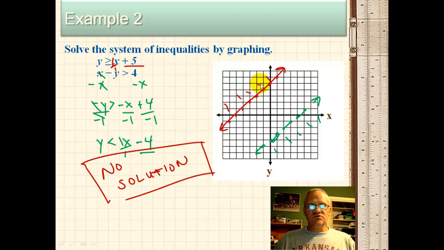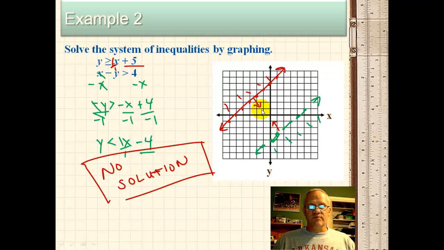It's only no solution if the top one gets shaded up and the bottom one gets shaded down like we did here. But if it was a little bit different, like for example, if the top one was shaded down, let's say it was shaded this way, and that bottom one was shaded up, guess what? They would overlap then. They would overlap in the middle, and you'd shade in everything in the middle.